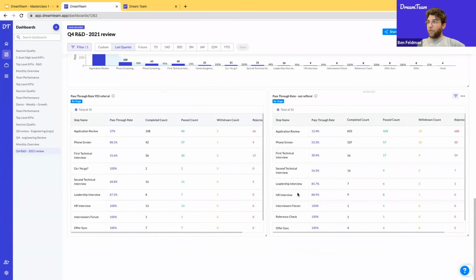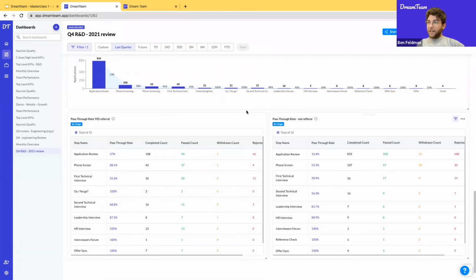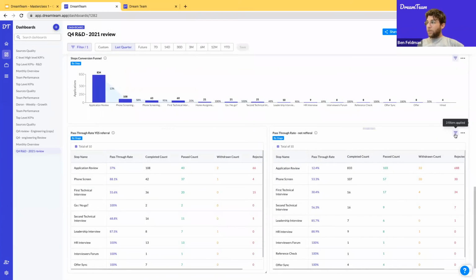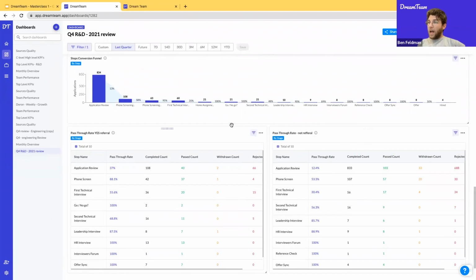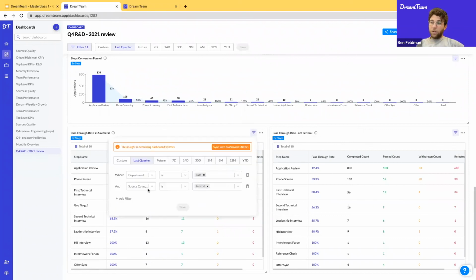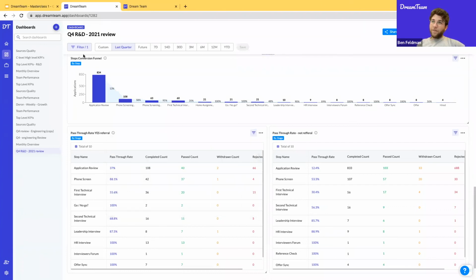And so this is the perfect example, right? This insight is being affected by the source category is not referral. And only this insight is being affected by the source category is referral. But all of them are being affected by the filter that says the department is R&D.